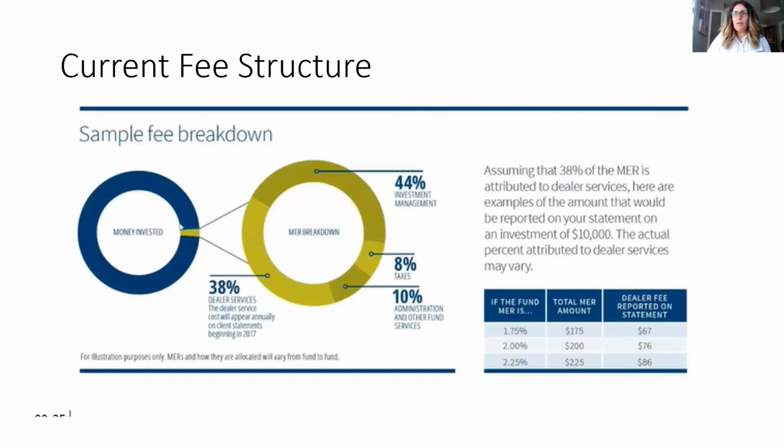44% of the MER is allocated to the investment manager. 56% goes to what is known as the dealer services. That portion is further broken down, and a portion comes to our practice and goes to taxes and to administration.